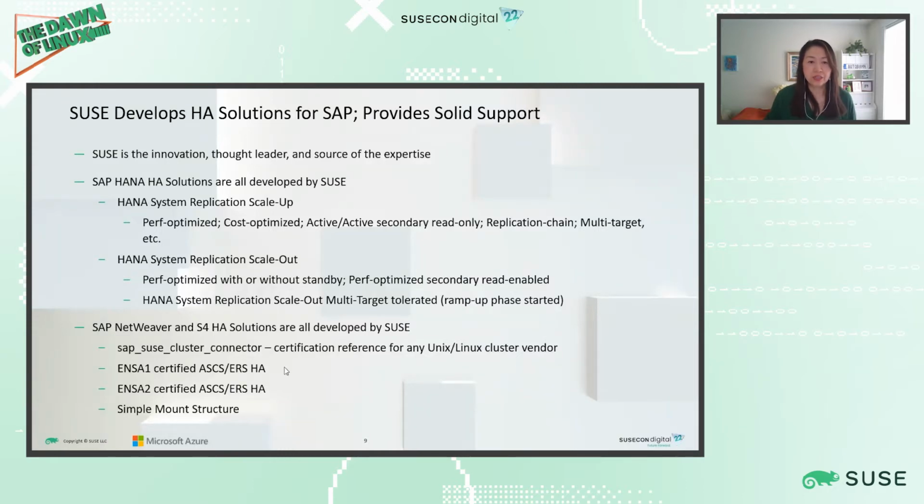For SAP NetWeaver and S/4 HA solutions, first of all, SUSE has developed the cluster connector that's being used in the HA interface certification. And we support ENSA 1 and ENSA 2 based ASCS ERS HA solutions. Both are HA interface certified. And the simple mount structure is already supported on-prem. And Microsoft has a plan to support this architecture on Azure.